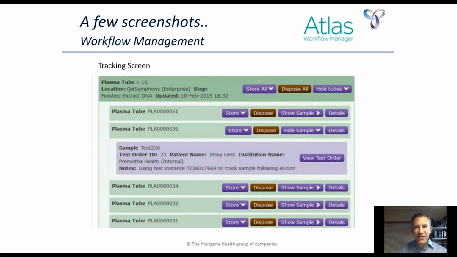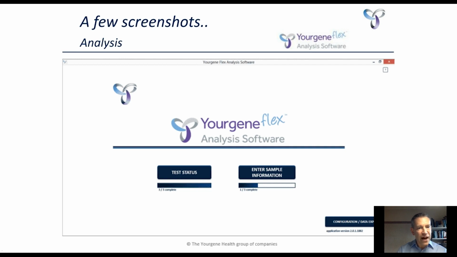On the analysis side, finally, really just a front page, this one, but using a different theme. But you can click through to a test status page from there, or you can click through to enter sample information, assuming it hasn't come in automatically from another system, like the Workflow Manager or the LIMS. And there's a little configuration and data export button in the bottom right there as well.